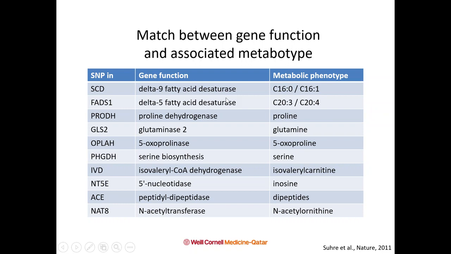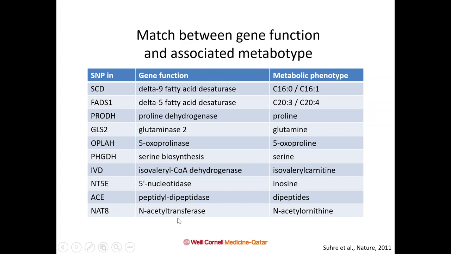And what turns out is that you find a match between the gene where the genetic variant is located and the metabolic phenotype, which in very many cases matches the function of the gene. Like FADS1 is the delta-5 fatty acid desaturase, and it associates with a ratio of the product and the educt of FADS1. That's basically our prototype for all the genetically influenced metabotypes.